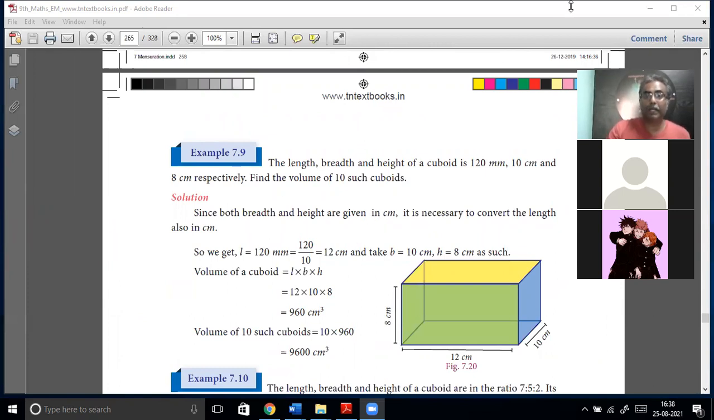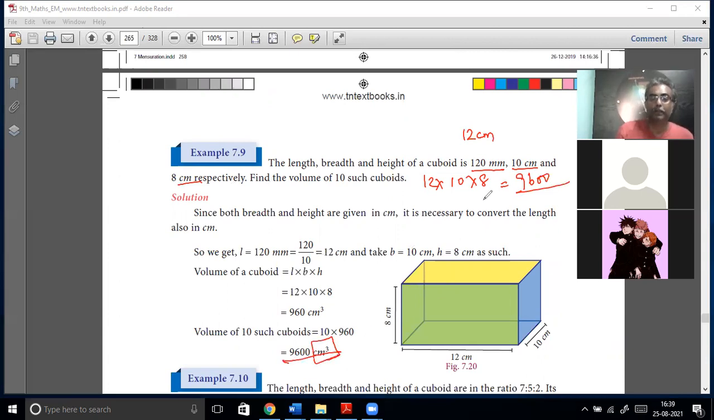The length, breadth and height of a cuboid. See again, 120 mm is given, and suddenly the unit changes. So 120 mm is 12 centimeter, then 10 centimeter, then 8 centimeter. So that is 12 into 10 into 8. 12 into 8 is 96, into 10 is 960. That's all. And what is the unit?